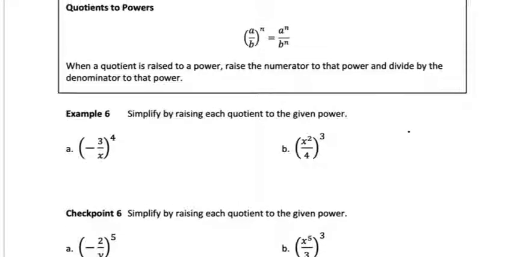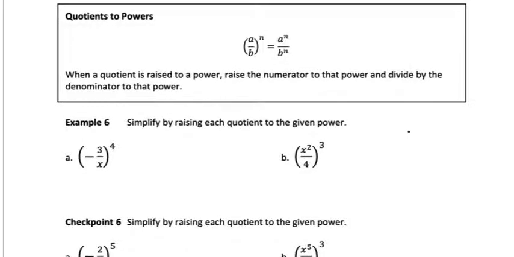Our next rule is quotients to powers. Same thing as products to powers, we would put the exponent on everything in the parentheses. So for example 6, we would have -3 to the 4th over x to the 4th. I put the negative sign with the number because that's generally the easiest way to do it. -3 to the 4th is going to come out to be +81, and then x to the 4th on the bottom.